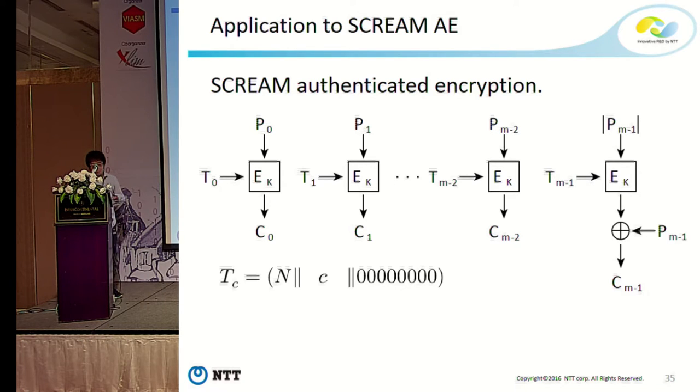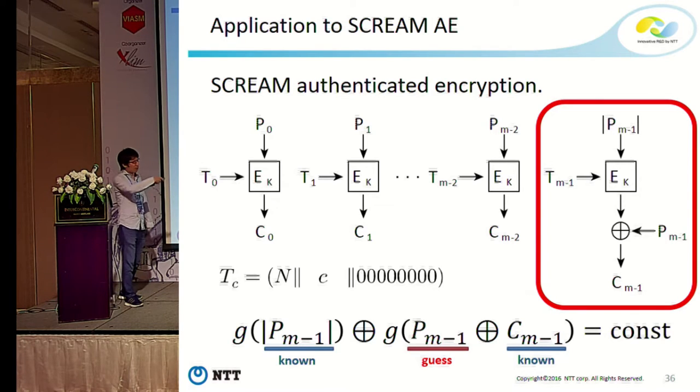I want to explain how to break SCREAM authenticated encryption. SCREAM is authenticated encryption, and unfortunately, the plaintext is directly input of the EK. But let's focus on the last block. As the input is only the length of PM minus one, we attack the last block. The PM minus one is unknown, but the length is known. So this value is known, and this value is known, and this value is unknown. So we guess PM minus one, and recover this value.